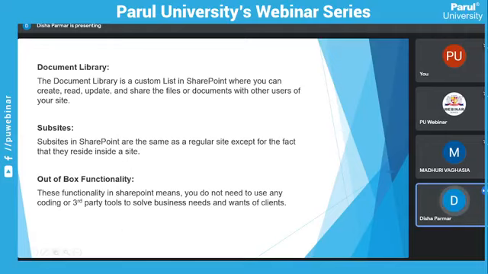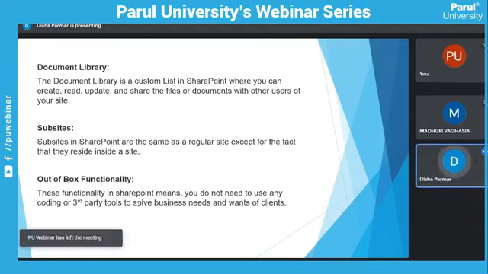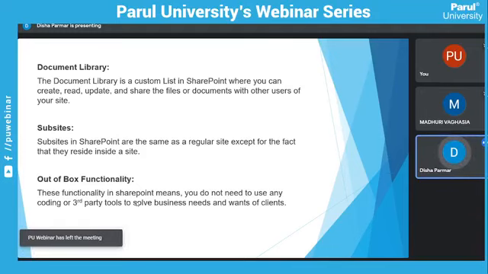Next one is out of box functionality. So this is a very powerful feature of SharePoint. This functionality in SharePoint means you don't need to use any coding or third-party tools to solve business needs and wants of clients. So it means that we can use native functionality that is available in SharePoint, like built-in default web parts and all the features that already exist and are available.